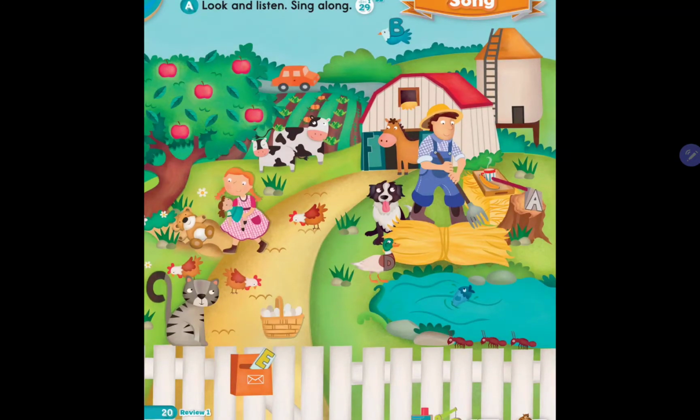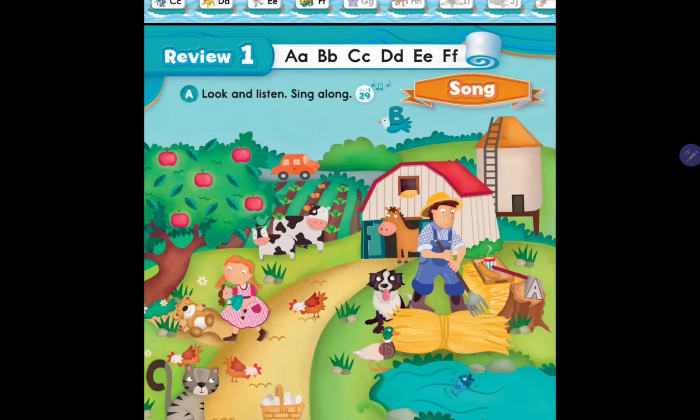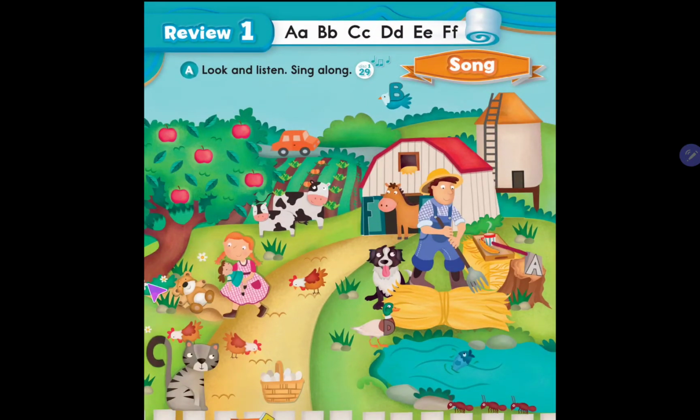As we can see in the picture, there are many things starting with the letters A to F. Let's have a look. So we have a farm, F farm. We have an axe. We have a fish, F fish. We have ants, A ants. We have a D duck, C chicken. D doll, B bear, C cat.